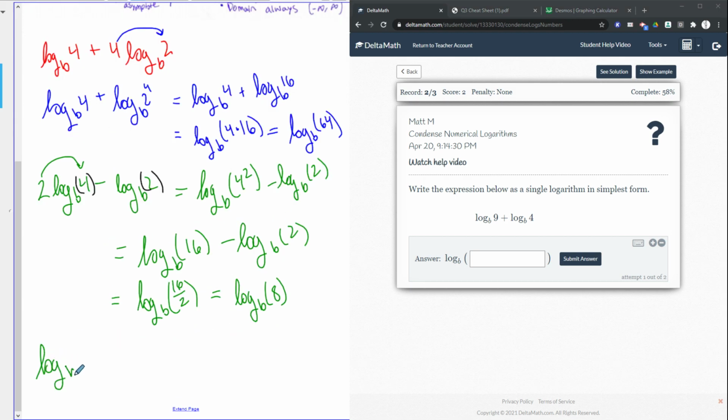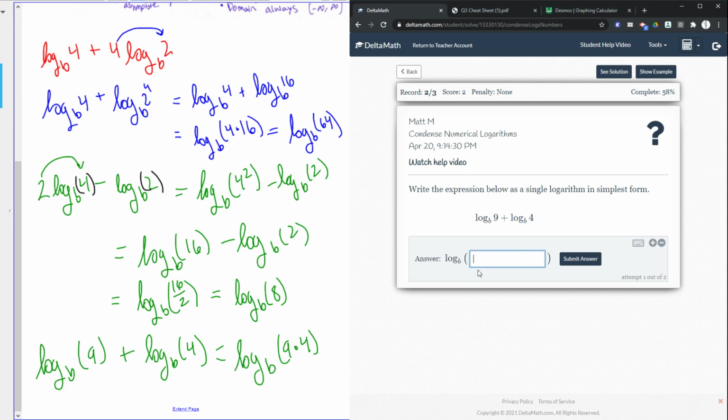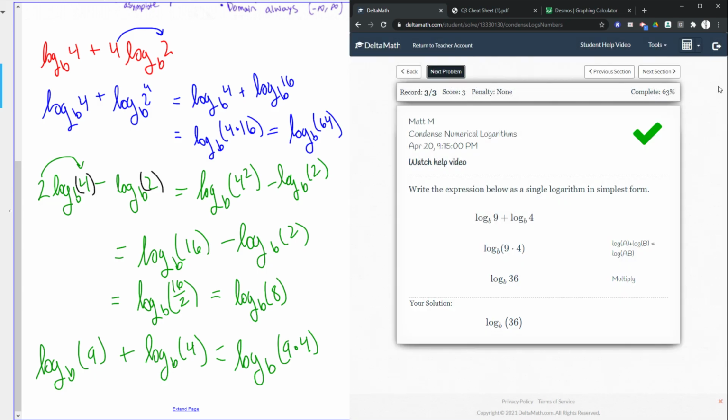We have log base b of 9 plus log base b of 4. Bring it in as multiplication. What's 9 times 4? 36. Hey, all right. Another one down.